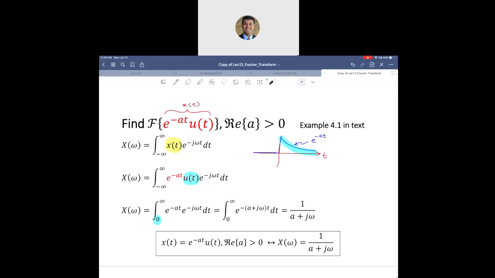And for those times, u of t is 1. So you have a 1 times, right? E to the negative at, e to the negative j omega t can be combined into one exponential. You integrate the signal, you substitute the limits, you will find that this comes out to be 1 divided by a plus j omega, where a is a complex number whose real part is greater than 0. In the sketch, I have assumed that a is real.